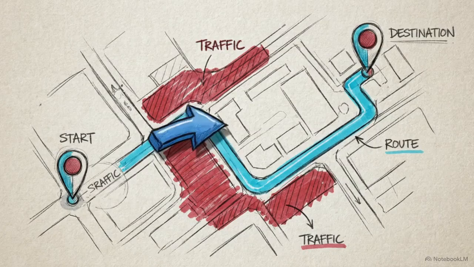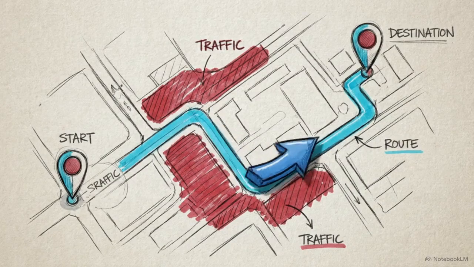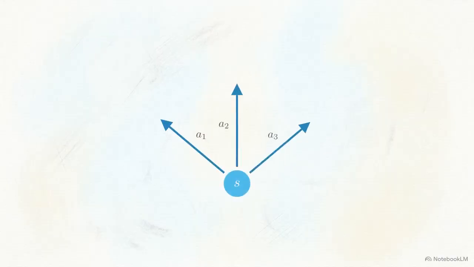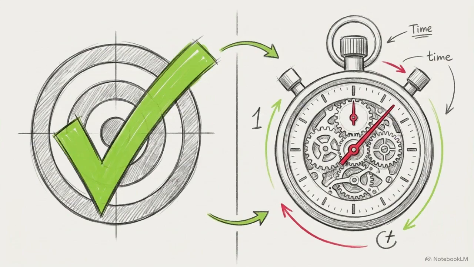The model needs an agent to act, an initial state to start from, a set of actionable choices, a transition model dictating the results of those choices, a test to verify if the goal is reached, and a path cost to measure efficiency. The AI tracks its progress using data structures called nodes.